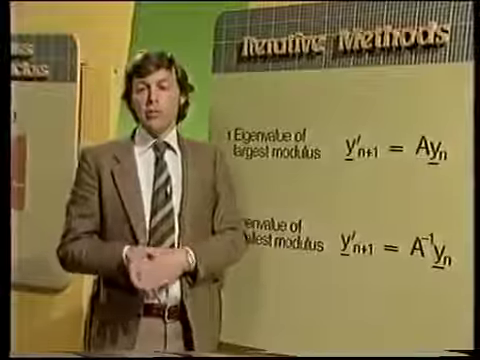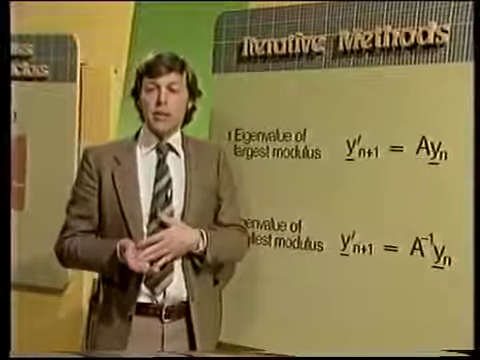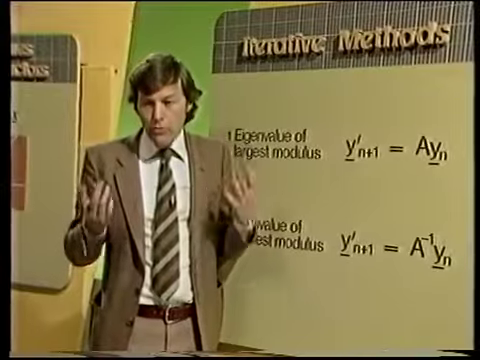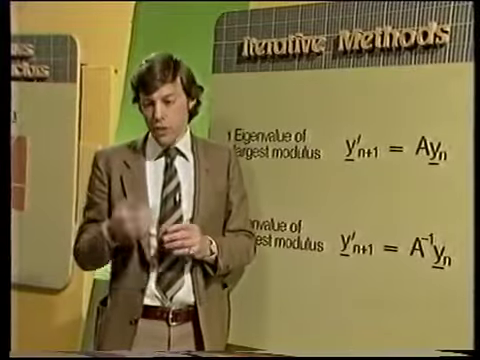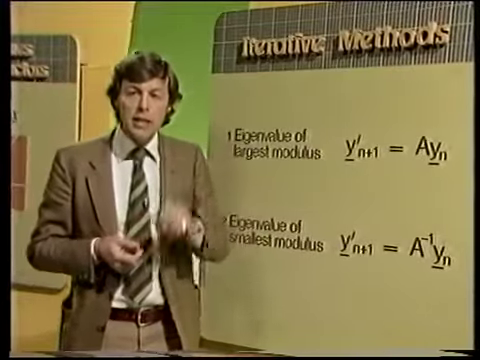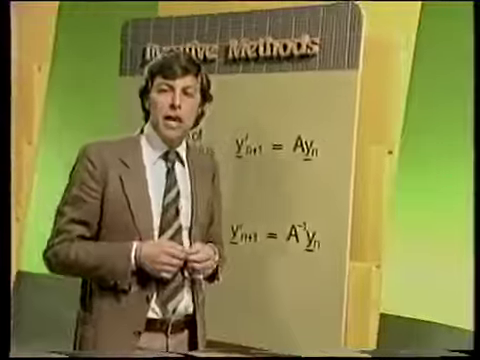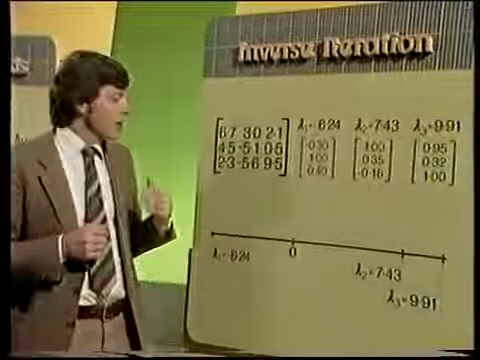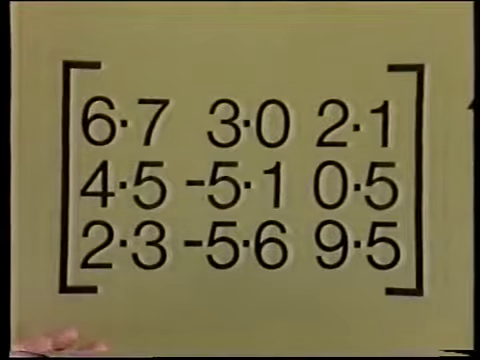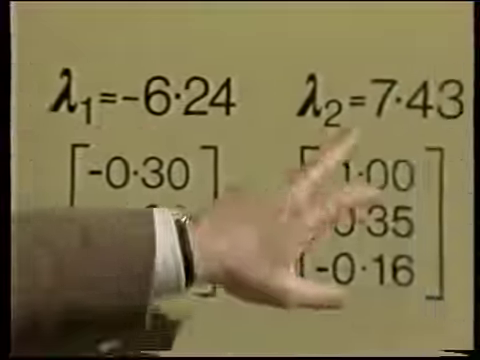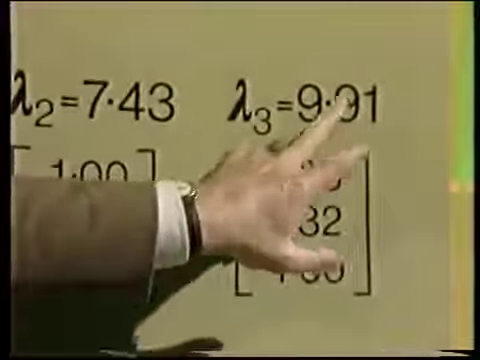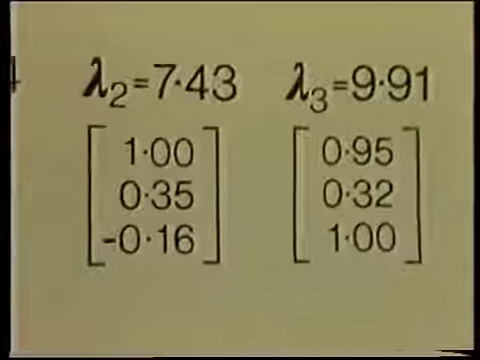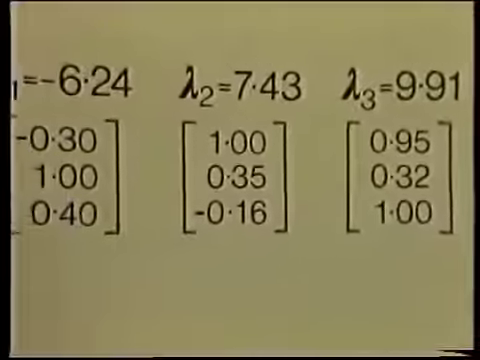Okay, for a 2x2 matrix, that gives us all the eigenvalues. Although it's not the method one would usually use for a 2x2 matrix, there are other methods. It does give us a key to tackling bigger matrices. For example, we could try a 3x3 matrix, one like this. This matrix has 3 eigenvalues, minus 6.24, 7.43, 9.91. We used the computer package to calculate these.